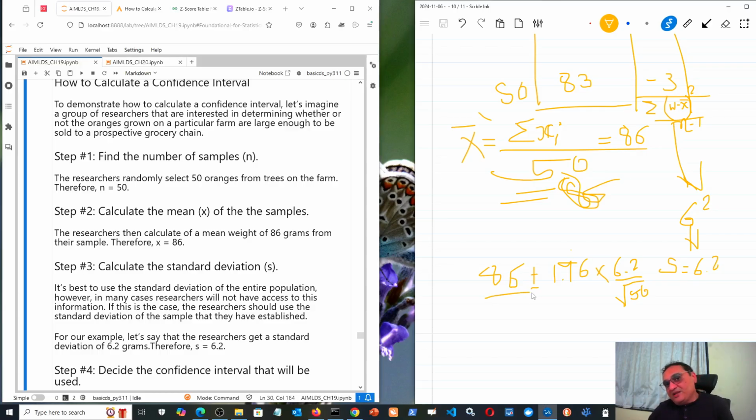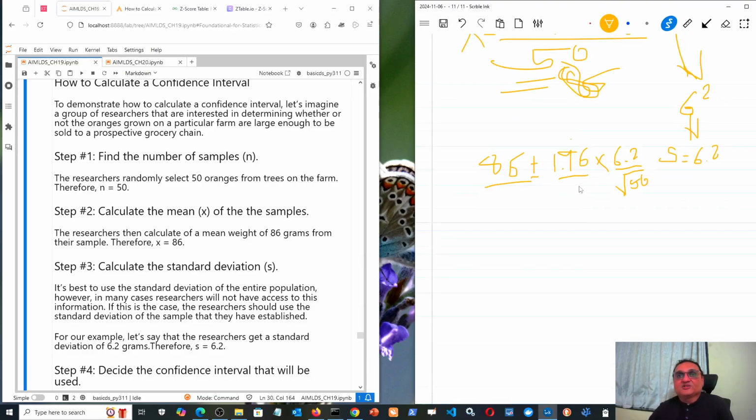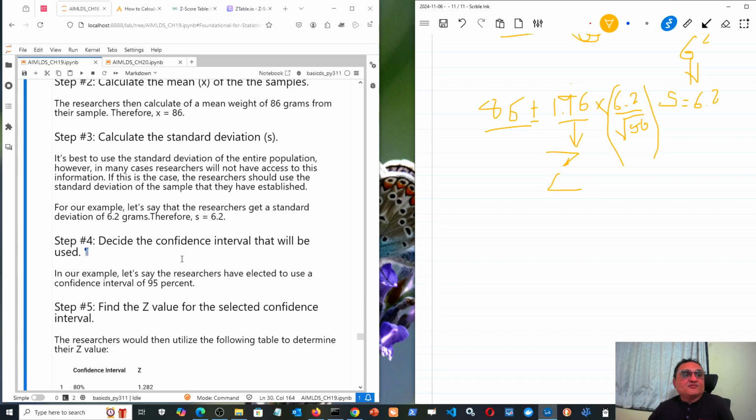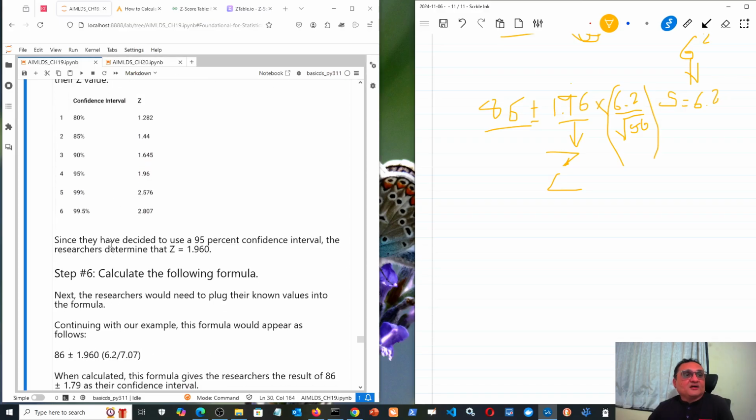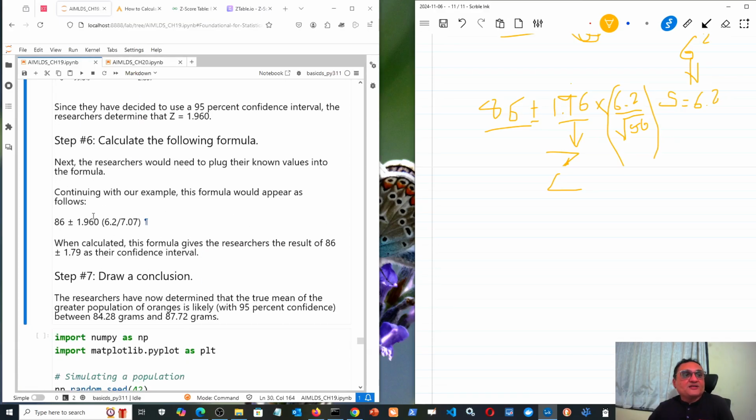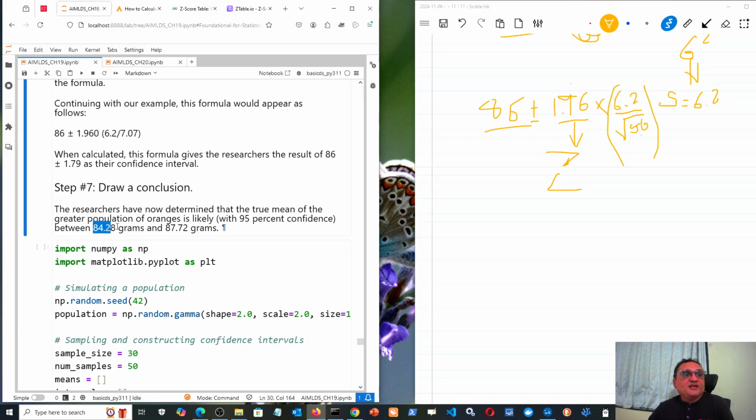So I found that my mean is 86 grams, suppose, and I want to find the 95% confidence interval. So this is the value of Z corresponding to the 95% confidence interval, and this is sigma divided by root n. I found that the standard deviation is 6.2, and this range came out to be 86 plus or minus 1.96 multiplied by 6.2 divided by root of 50. Ultimately I got that it is 84.282.